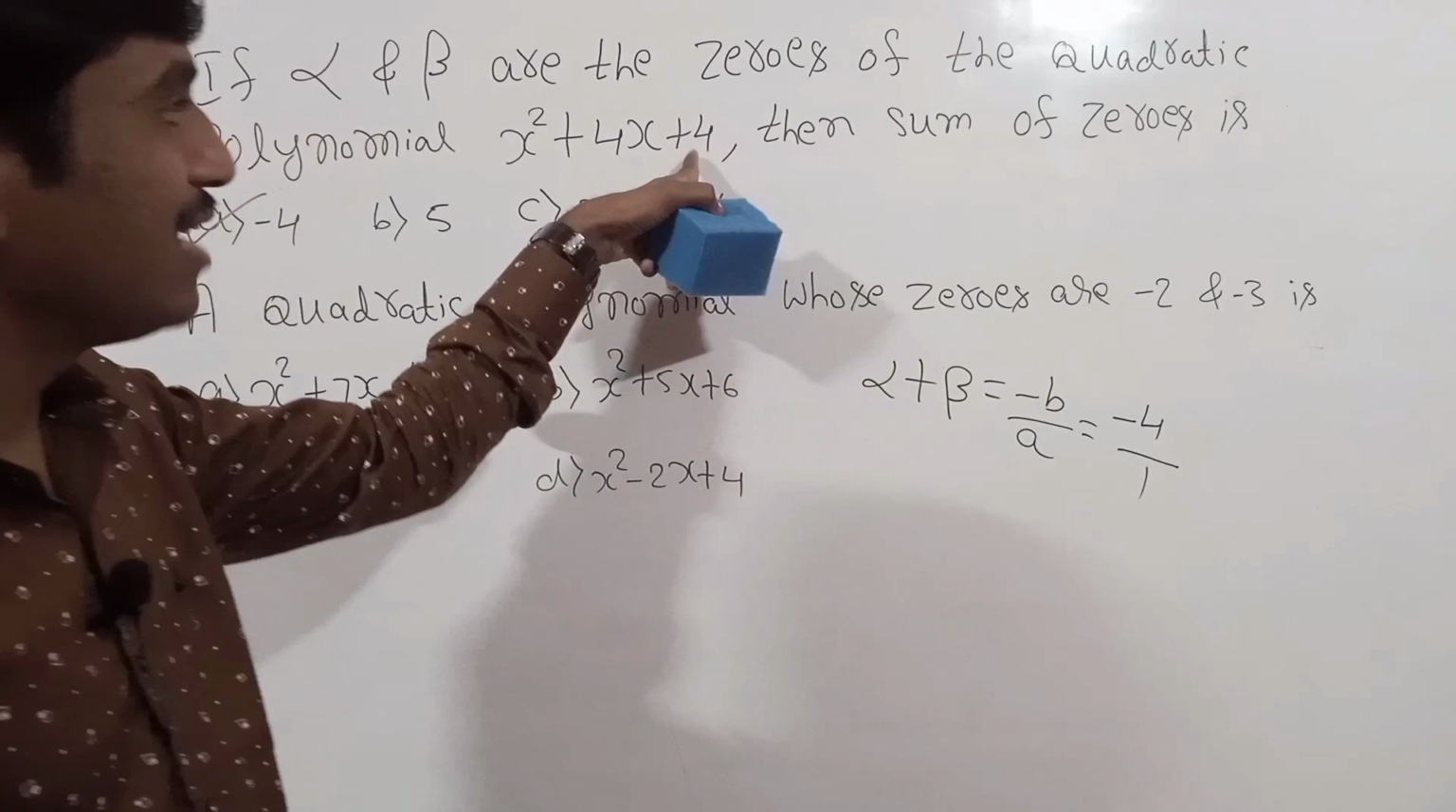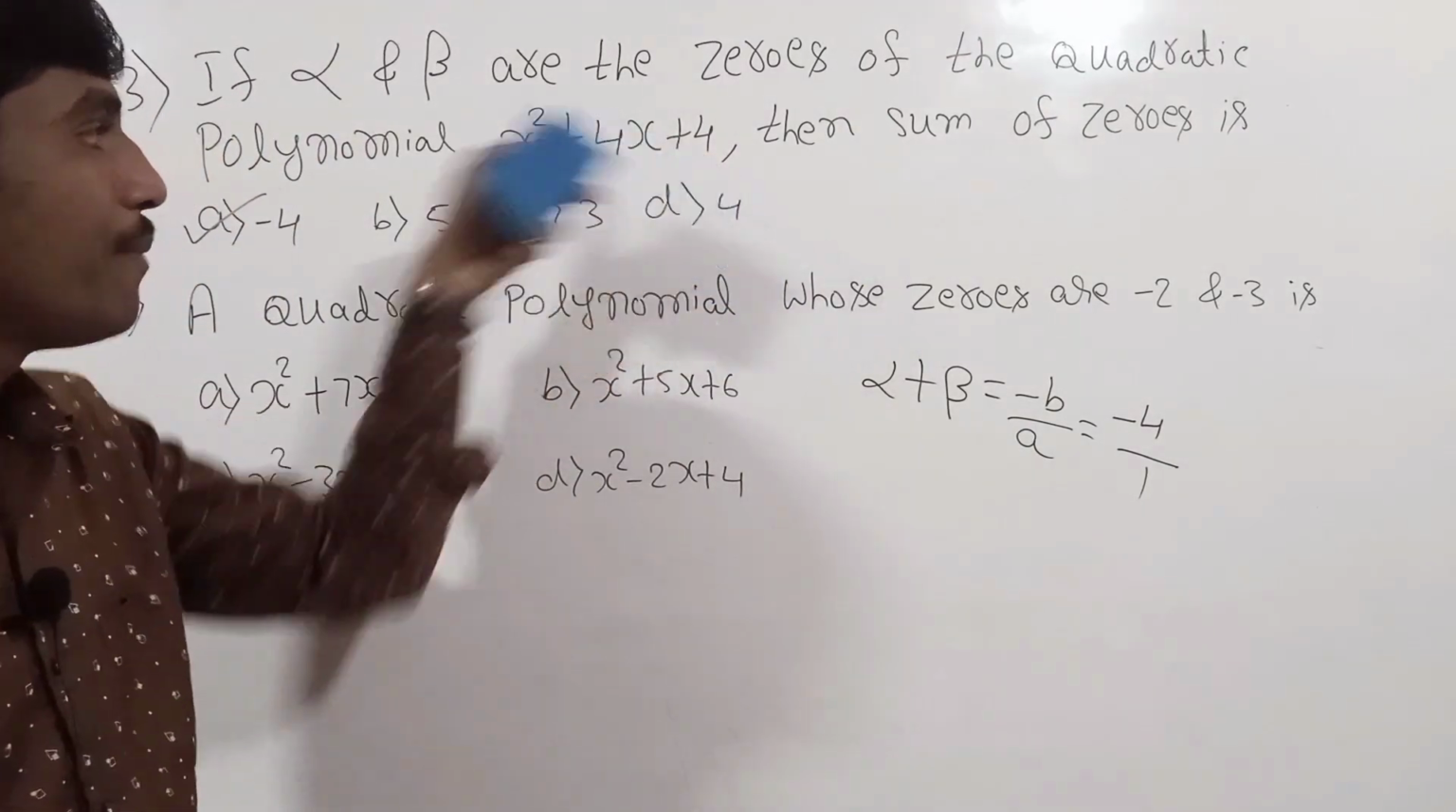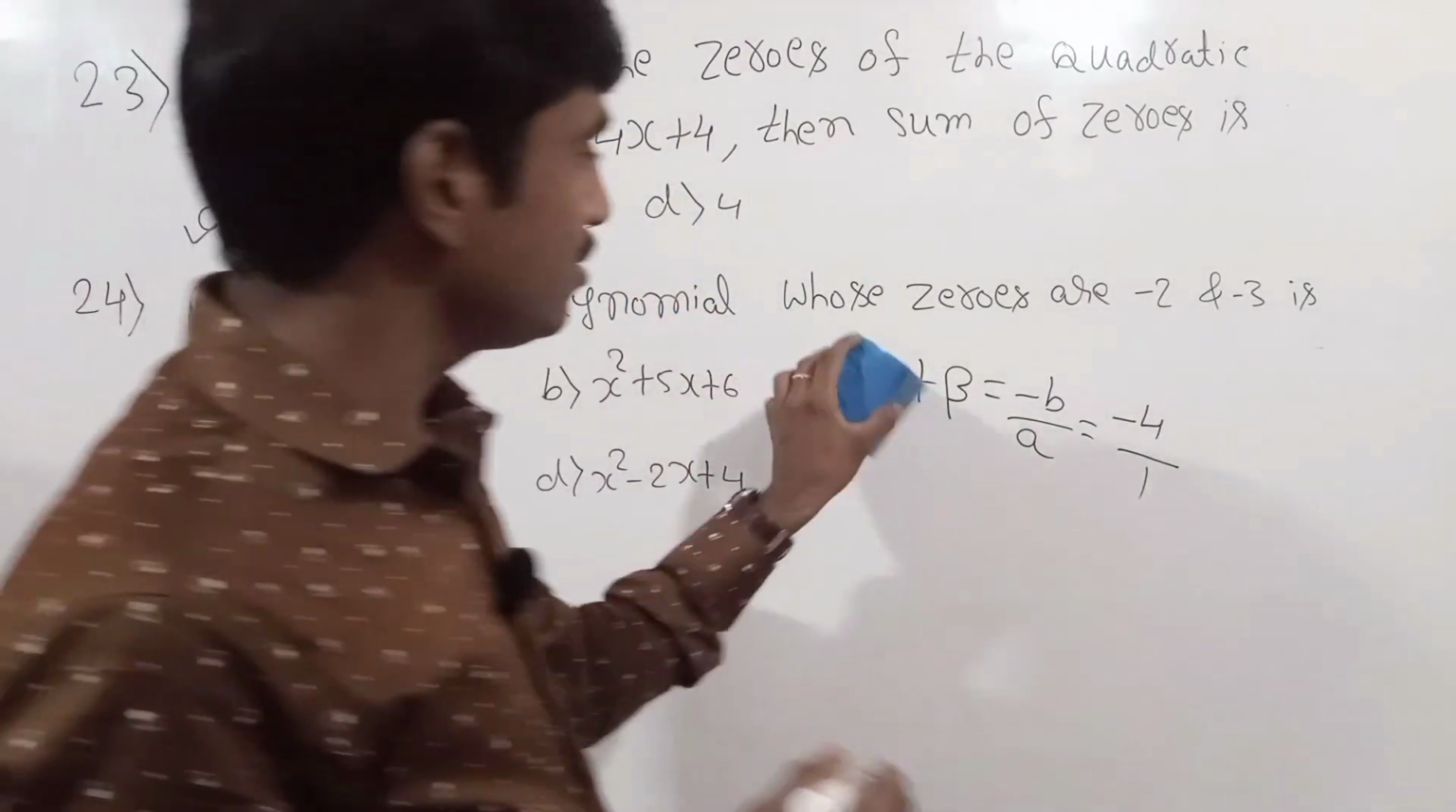For that, you have to find c by a. c by a is 4 by 1, which is 4. So the answer will be option D.